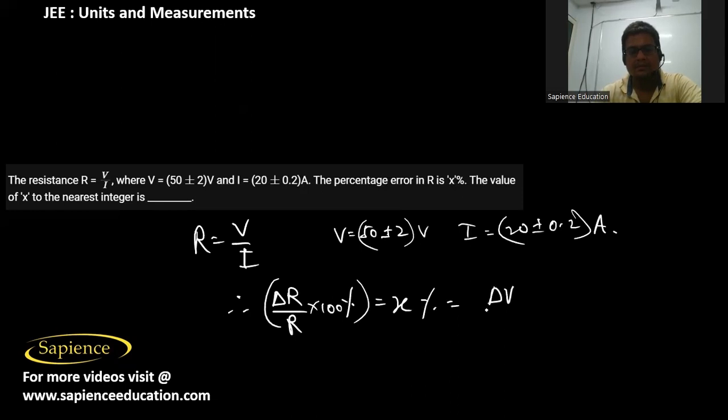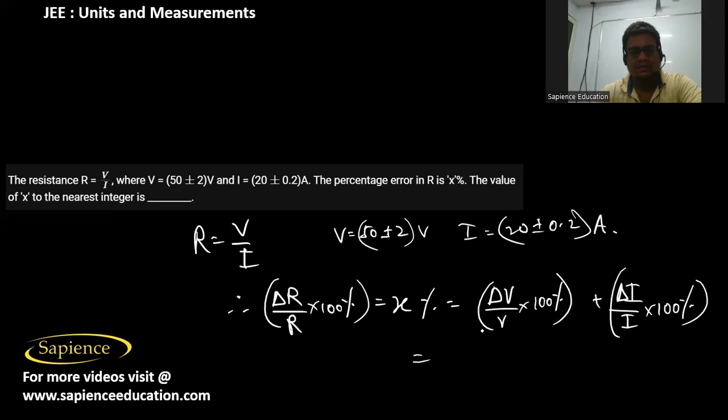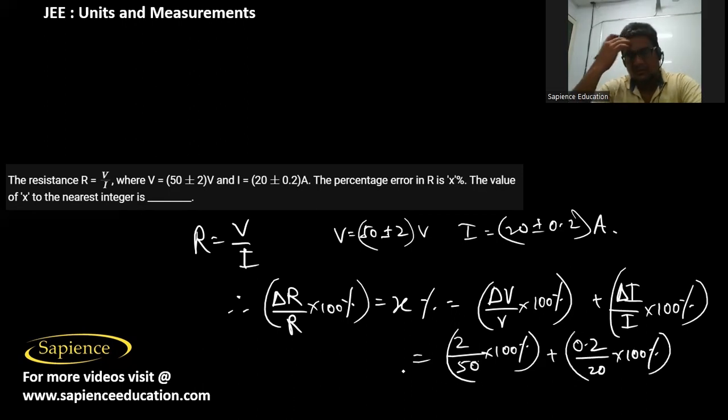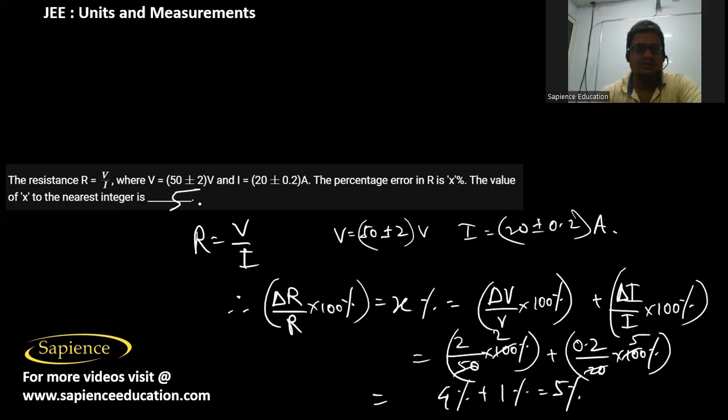So that will be equal to delta V by V into 100%, which is the percentage error in the measurement of voltage, plus delta I by I into 100, that is the percentage error in the measurement of current. So this will be 2 by 50 into 100%, plus delta I, that is 0.2 by 20 into 100%. So this will be equal to 4% and this is 1%. So this is equal to 5%. So x will be equal to 5.